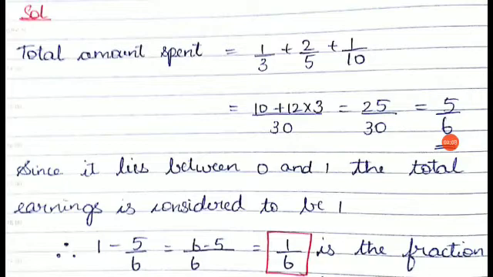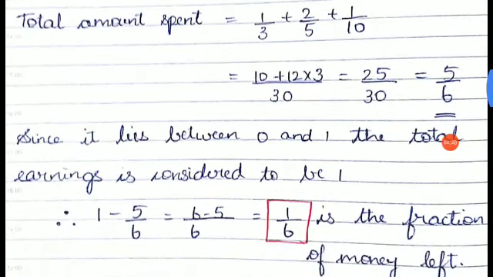I am going to subtract his expense. If I subtract, what amount will I get? I will get how much money is left with him. That is what we are doing. So 1 minus 5/6 will give you 6/6 minus 5/6, and the total answer will be 1/6. That is the total amount left with him every month. Clear?